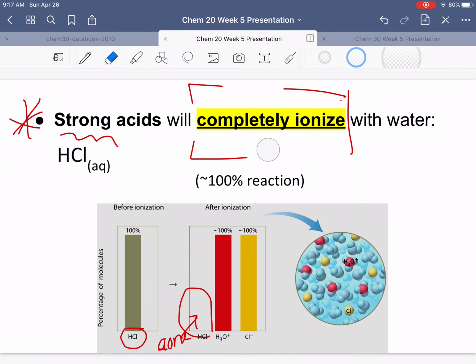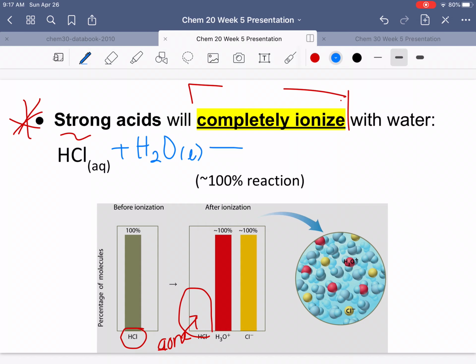Now, it's something I want you to fill in on your notes here. It's the same reaction equation that we've done all along. We're going to take that HCl, we're going to react it with water, because we know that that's what happens according to the modified Arrhenius theory. Notice this.